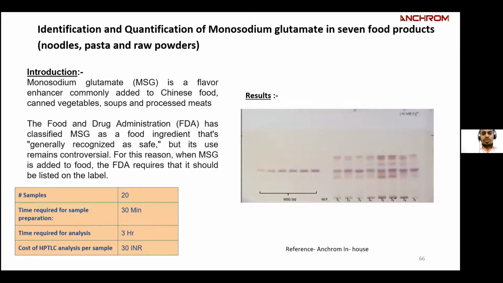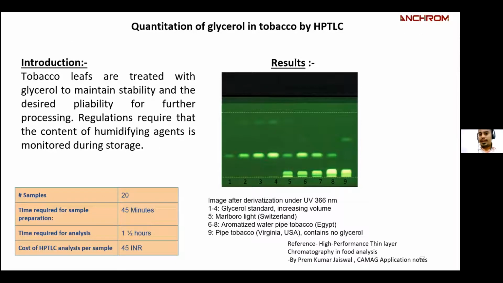Quantification of glycerol in tobacco. Why is glycerol added? This glycerol is a humidifying agent. It will increase the palatability and shine, and it will enhance the burning time of the tobacco leaves. If the leaves are dried, it will burn in a very short span. But if the leaves are somewhat humid, containing more moisture, it will require more time. So many cigarette companies may be adding this glycerol in the tobacco.